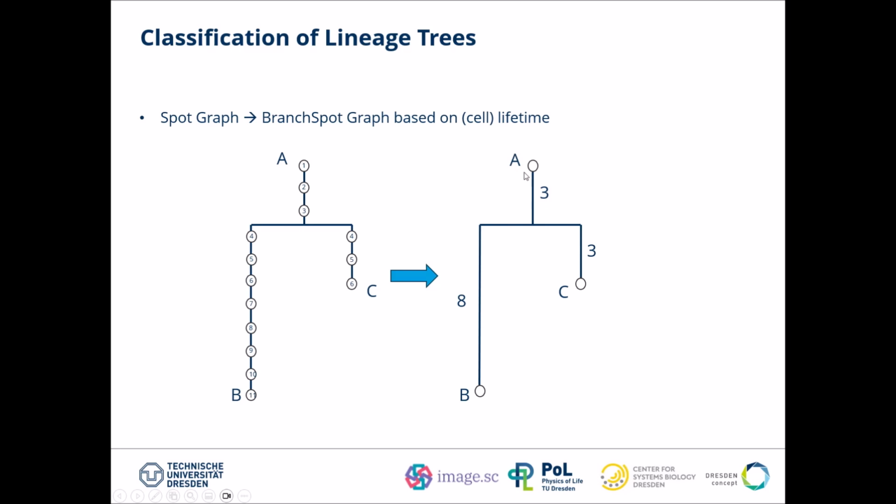It reflects the lifetime of the spots, which in many cases will be cells, but since Mastodon can also be used for tracking other things, it can be anything which you can track in a time-lapse movie. And since there are 3 time points here, this translates into a duration of 3. The 8 time points here of this spot B translate to a duration of 8.